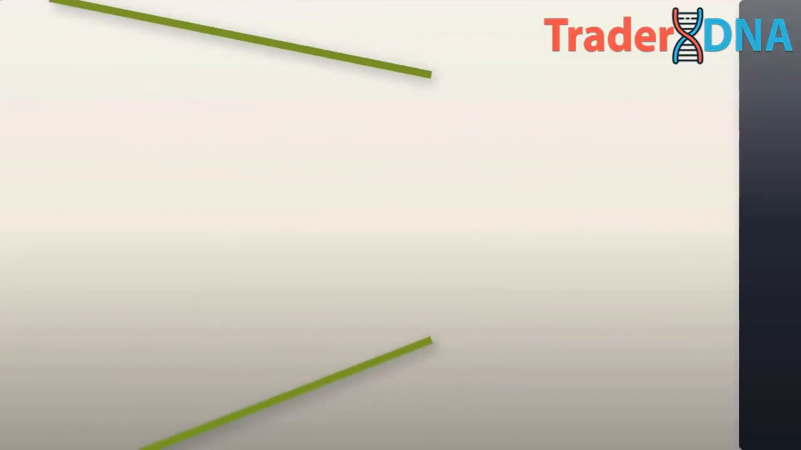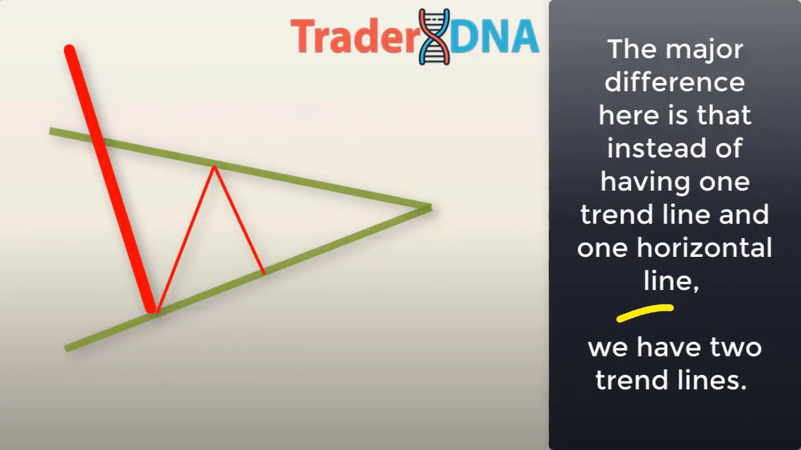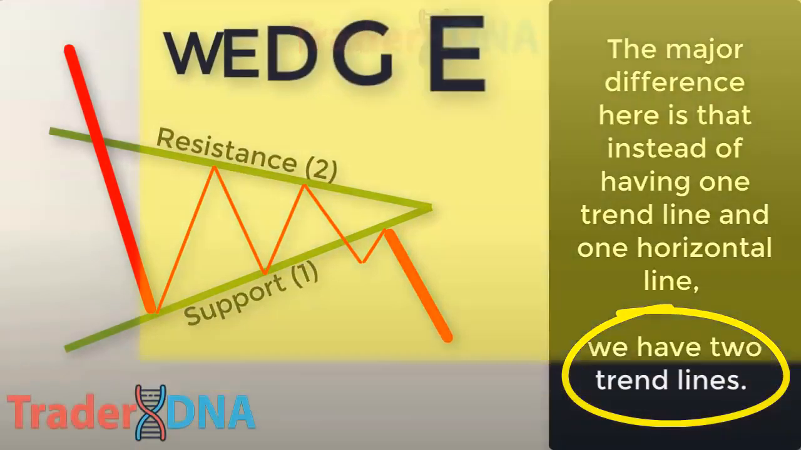The major difference here is that instead of having one trend line and one horizontal line, we have two trend lines. One trend line is acting as support, while the other is acting as resistance. This forms what's known as a wedge.